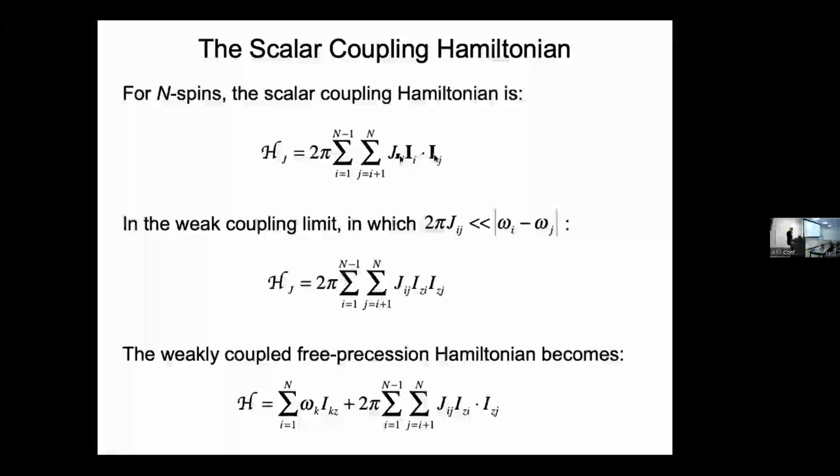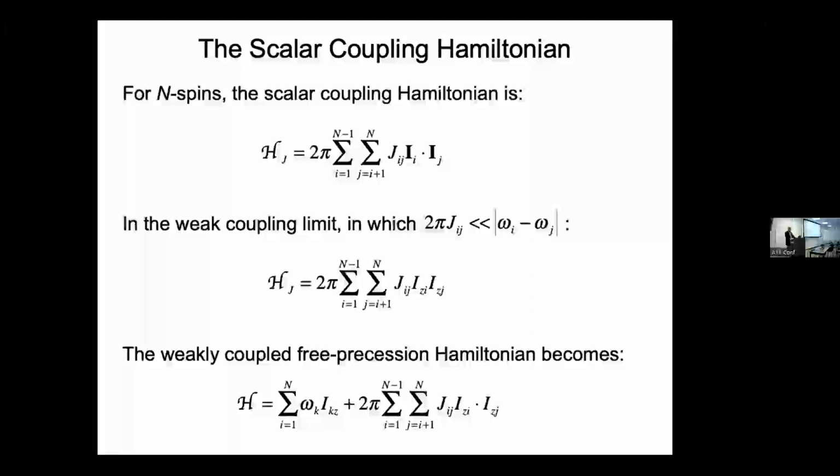And then there's this scalar product of the spin of the I spin or the J spin, summed over all possible spins. So for a 2-spin case, we would just have 2 pi J I dot S. Now, this dot product, the scalar product, of course, would expand out, say, to IX SX plus IY SY plus IZ SZ, just like any normal dot product.